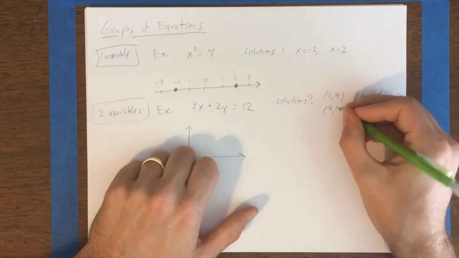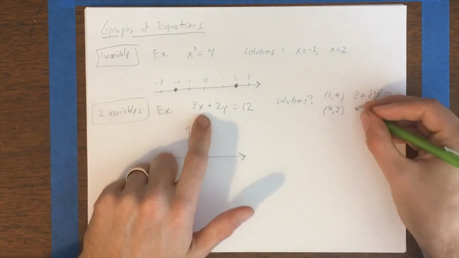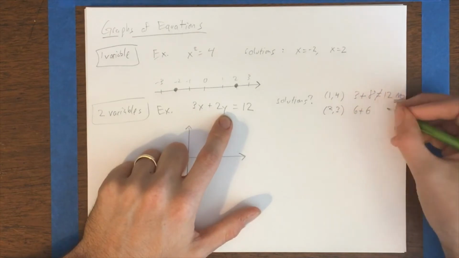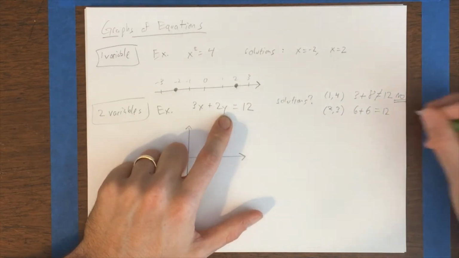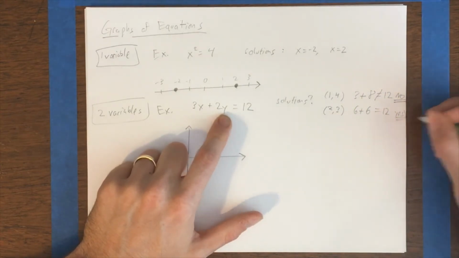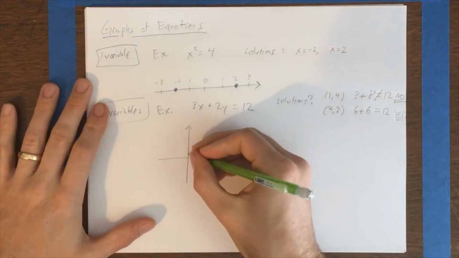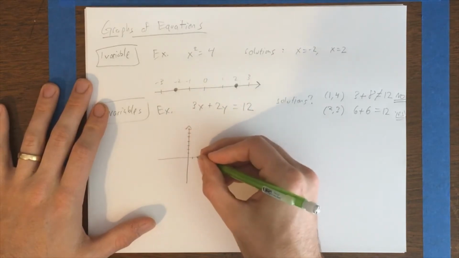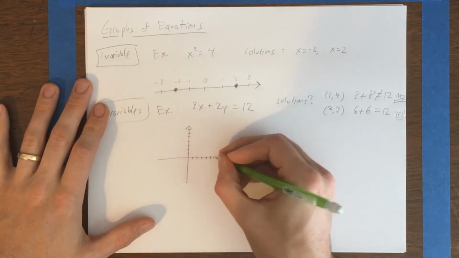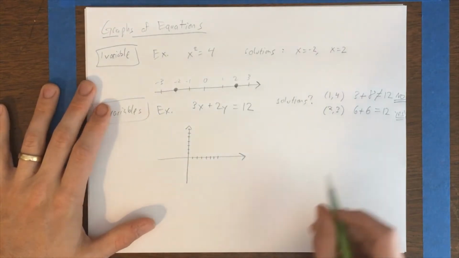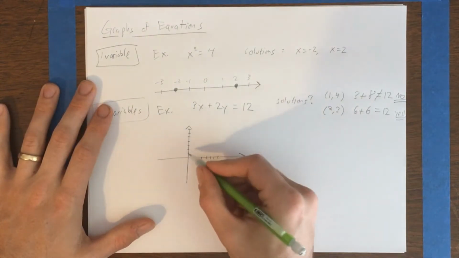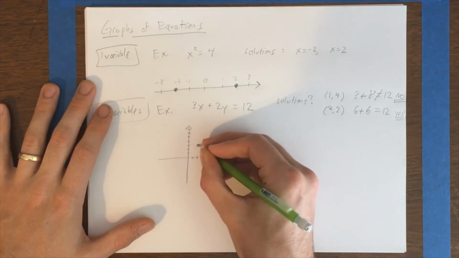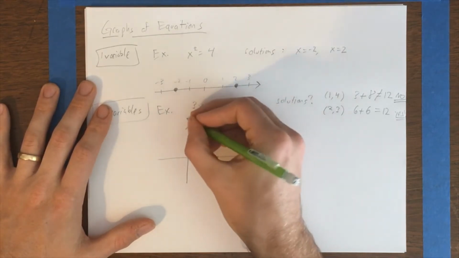How about (2, 3)? If x equals 2, 3 times 2 would be 6. y equals 3, 2 times 3 would also be 6. 6 plus 6 is 12. Yes, that's correct. So in my plot, let's put some points down here: 1, 2, 3, 4, 5, 6, 7. That'll do. So I can take the point (2, 3), and I can plot that point right there in my xy plane.